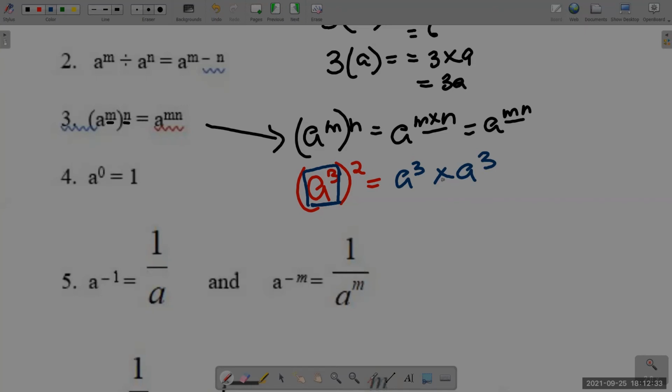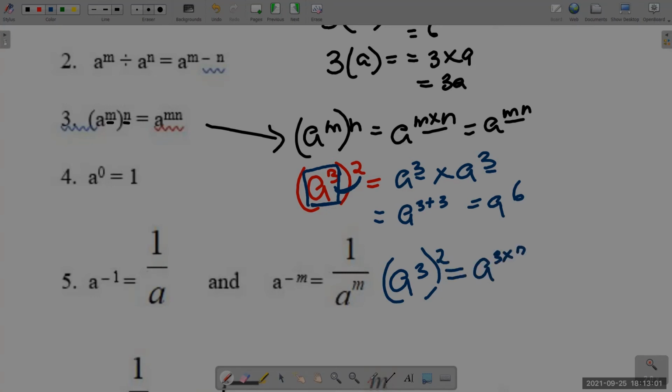Everybody see that? And we know using law number 1, what's the answer? We simply add the powers. So we end up with 3 plus 3, which gives us a to the 6th power. But look at that. Based on the law, the law says to just simply multiply these two numbers. So if I have a to the 3rd power squared, it just means a to the 3rd power times 2, which is a to the 6th power.